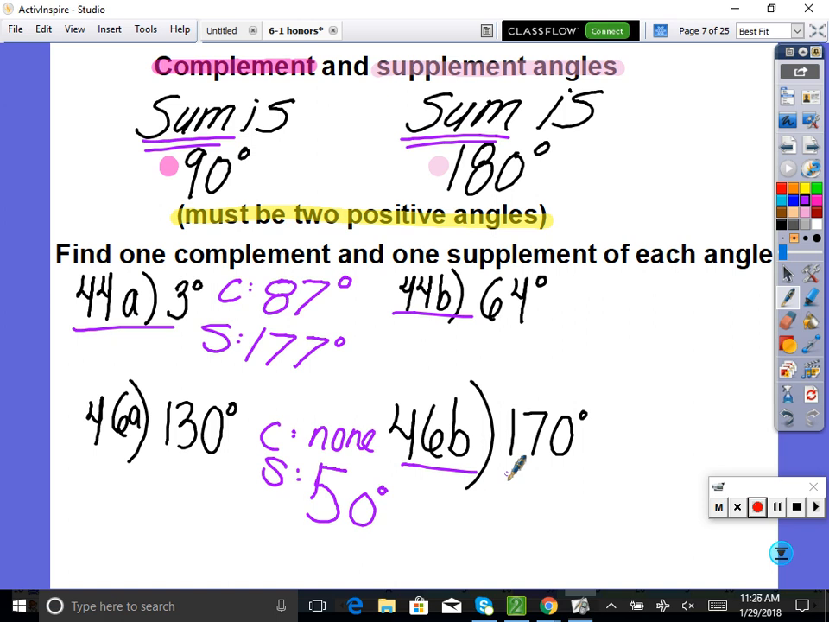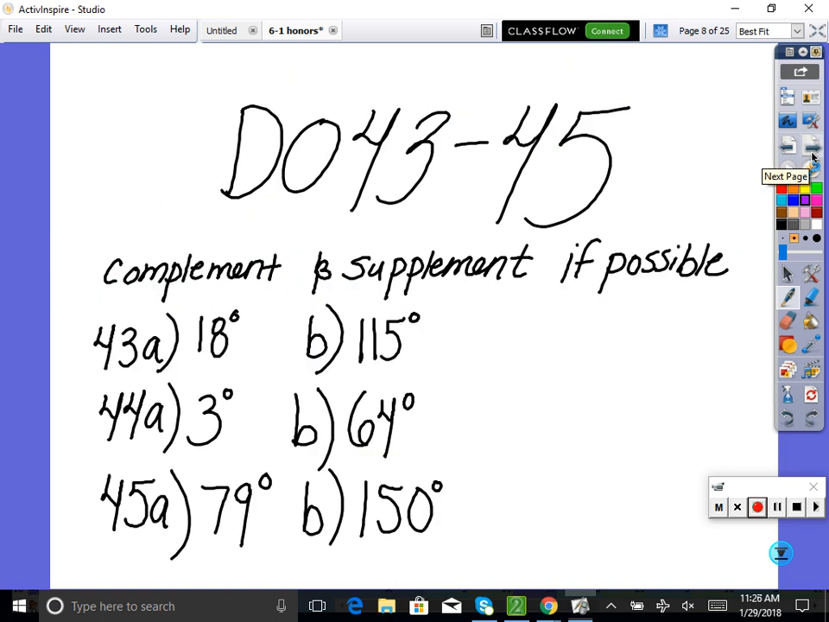Do you guys get the picture? Okay, cool. We won't continue then. Do these ones on the homework. These ones are like 290. I want to say this.